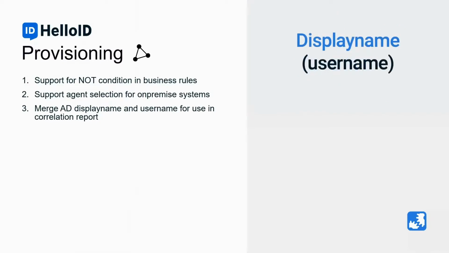Another new option is that we have combined the Active Directory username with the display name. By adding the username value to the display name, it will make the identification of a correlated account a lot easier.